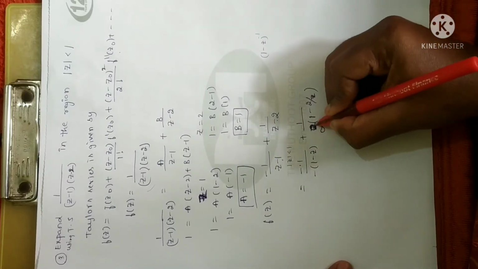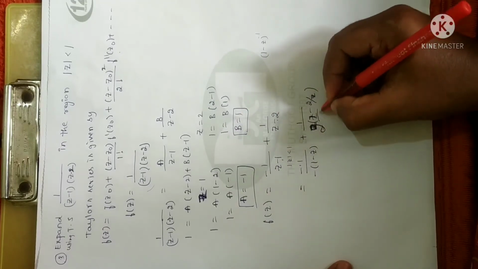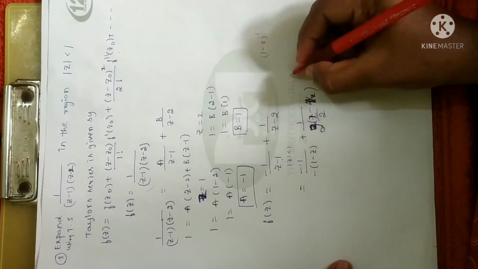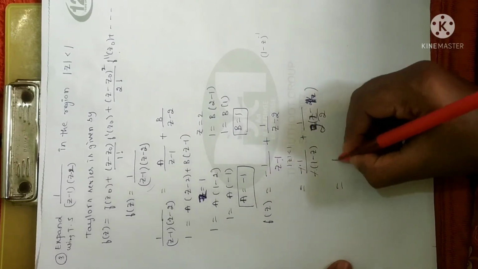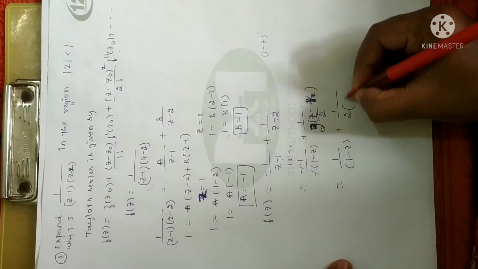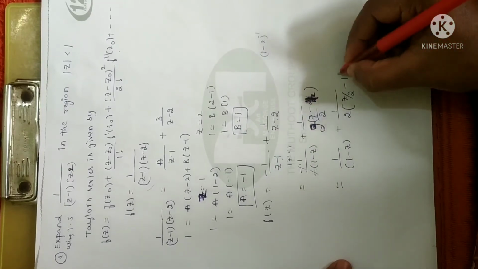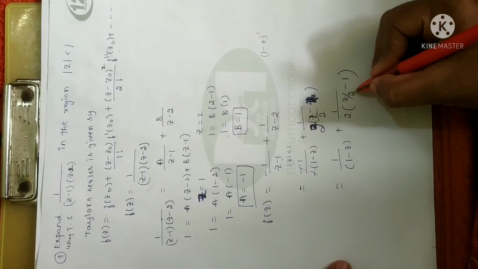So let me take 2 as a common term. When you take 2 as common, you are going to get z divided by 2 minus 1. I'll just write it once again. Minus minus get cancelled: 1 divided by 1 minus z plus 1 divided by 2 into z by 2 minus 1 you will get. Why? Because z should be in the numerator.